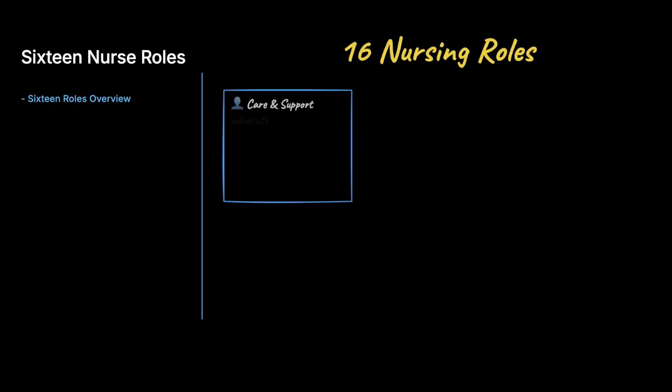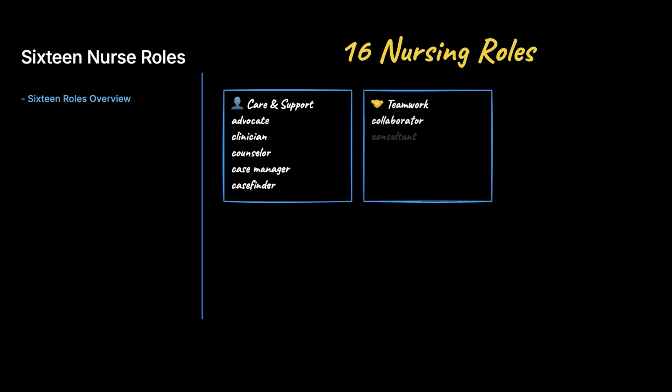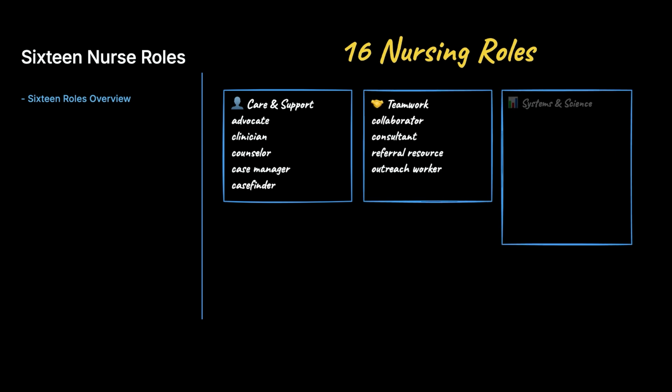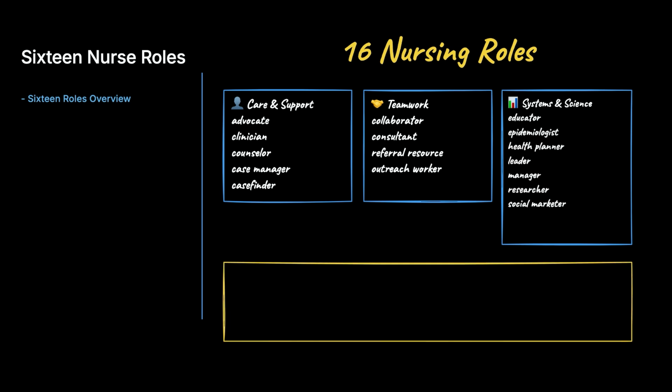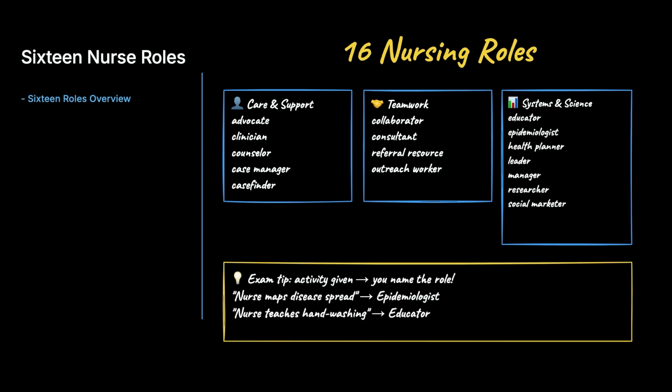The last major topic is the 16 roles of community and public health nurses. The exam describes an activity and asks you to name the role. The 16 are advocate, case manager, case finder, clinician, collaborator, consultant, counselor, educator, epidemiologist, health planner, leader, manager, outreach worker, researcher, referral resource, and social marketer. We will group them so they stick.